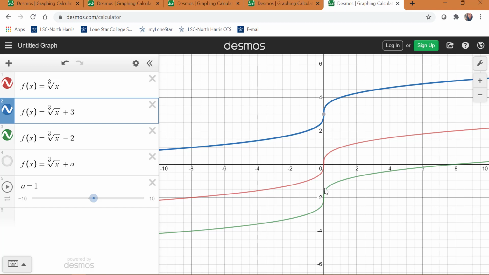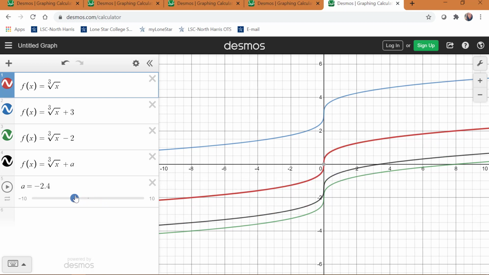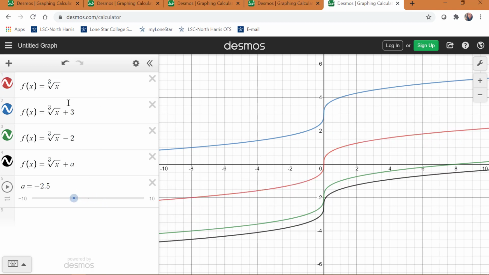If I subtract 2, okay, now that origin point, instead of being at 0, 0, is shifted down 1, 2 units, and then the shape is drawn from that new location, from that newly shifted origin point. So the shape itself is not changing. Again, it's just shifting up or down according to the number we've added or subtracted on the outside of that cube root function.